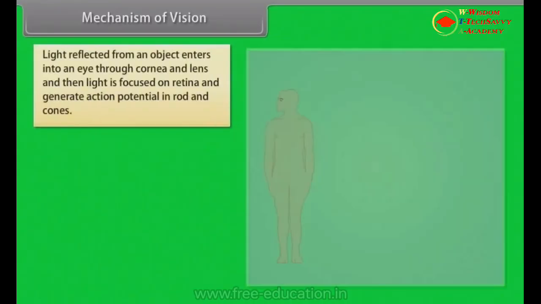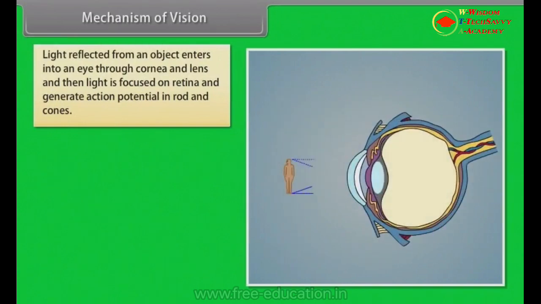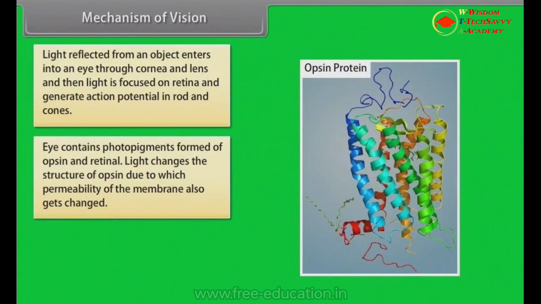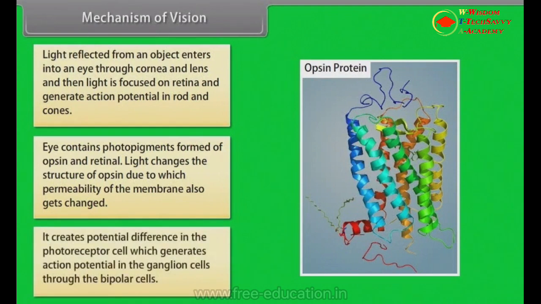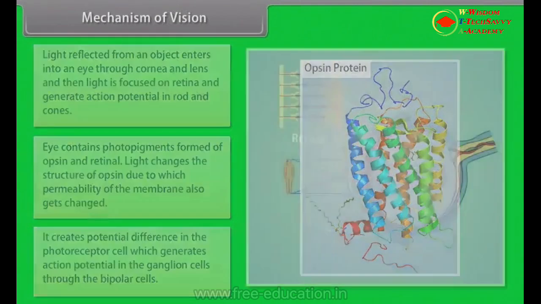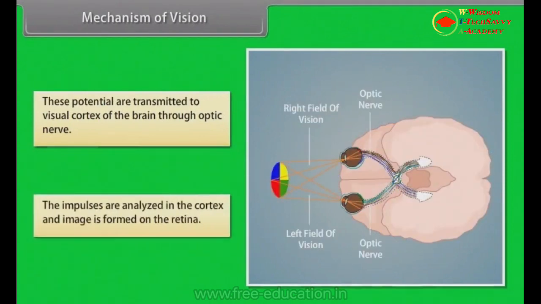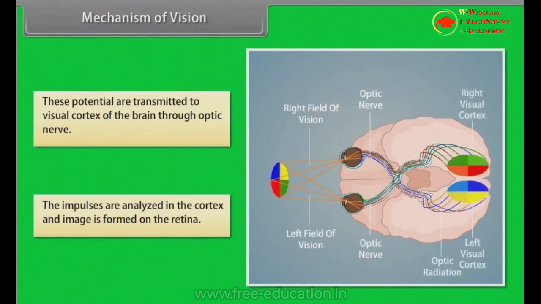Mechanism of vision. Light reflected from an object enters the eye through the cornea and lens, and then the light is focused on the retina and generates action potentials in rods and cones. The eye contains photopigments formed of opsin and retinal. Light changes the structure of opsin, due to which the permeability of the membrane also changes. It creates a potential difference in the photoreceptor cell, which generates action potentials in the ganglion cells through the bipolar cells. These potentials are transmitted to the visual cortex of the brain through the optic nerve. The impulses are analyzed in the cortex and the image is formed.